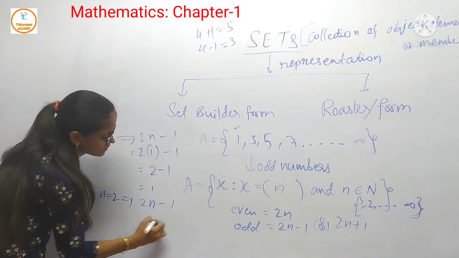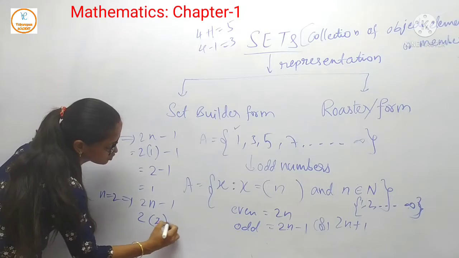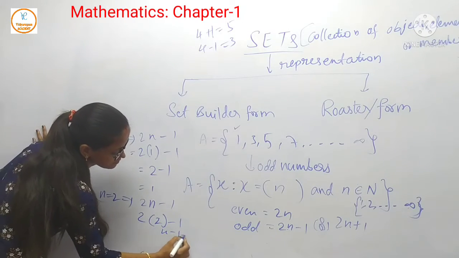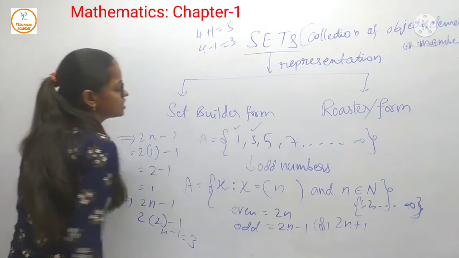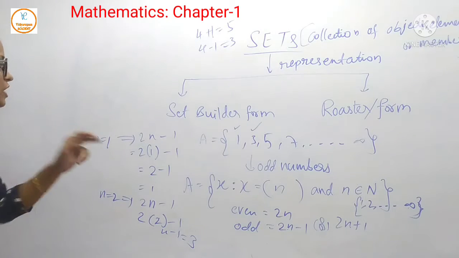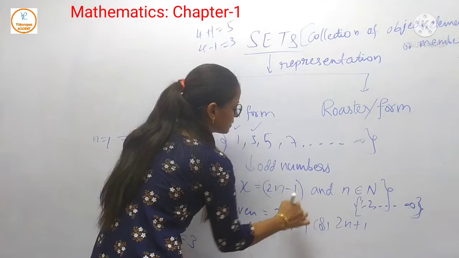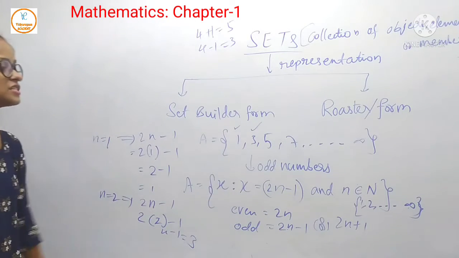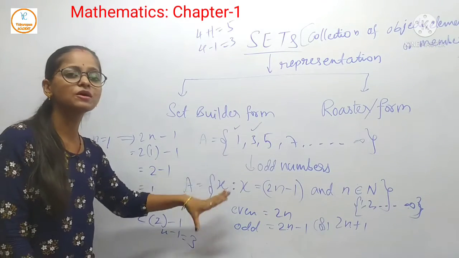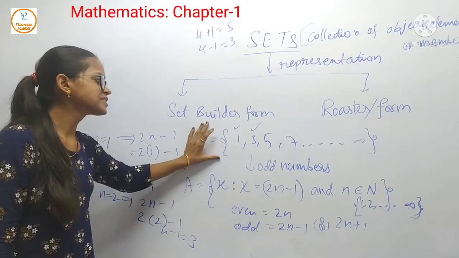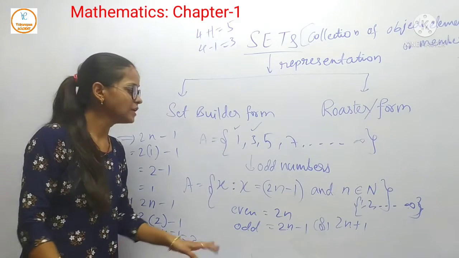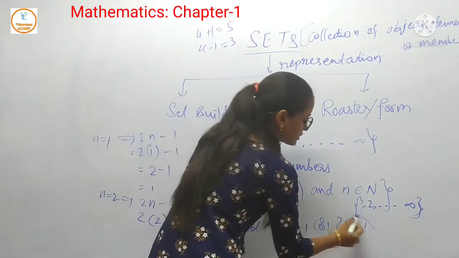So I have to do 2n minus 1. The value of n is 2, so 2 twos are 4, 4 minus 1 is equal to 3. So this formula is correct. We have to choose the 2n minus 1 formula. So what do I have to write here? 2n minus 1. Okay, so this condition is verified and we have successfully converted the set builder form into the roster form.